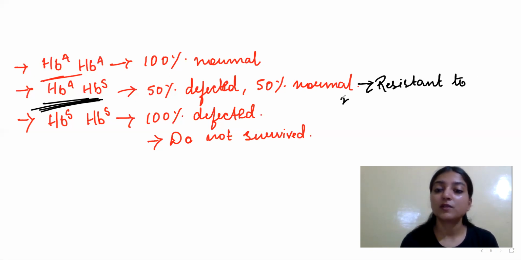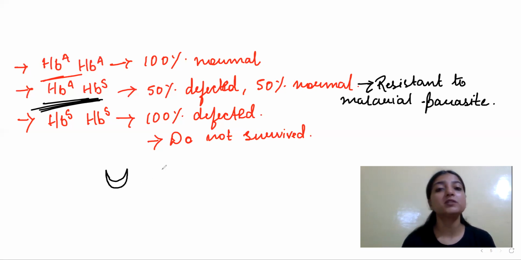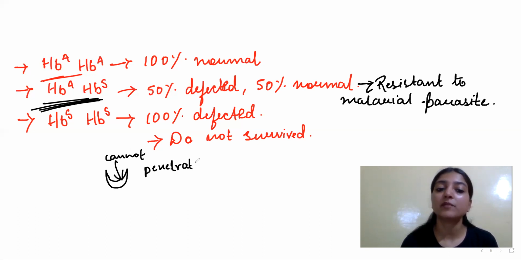to malarial parasite. Why are these persons resistant to the malarial parasites? Because of the sickle shape attained by the 50% defected person, the plasmodium, which is responsible for causing malaria, cannot penetrate inside this RBC. So it cannot cause malaria.